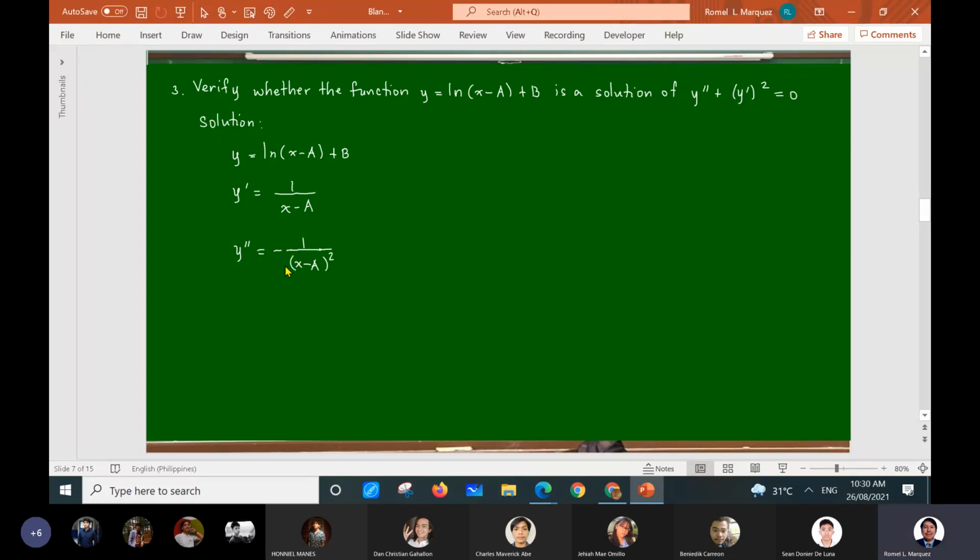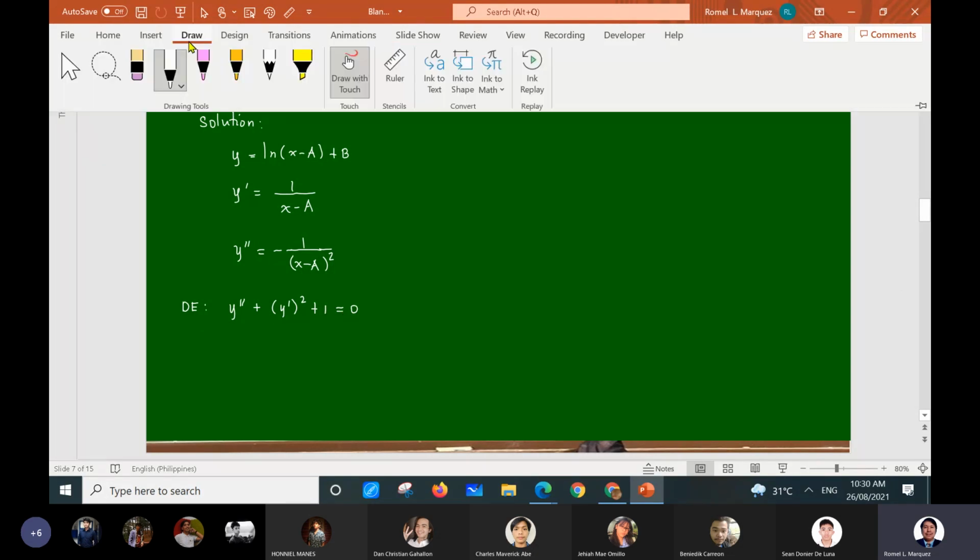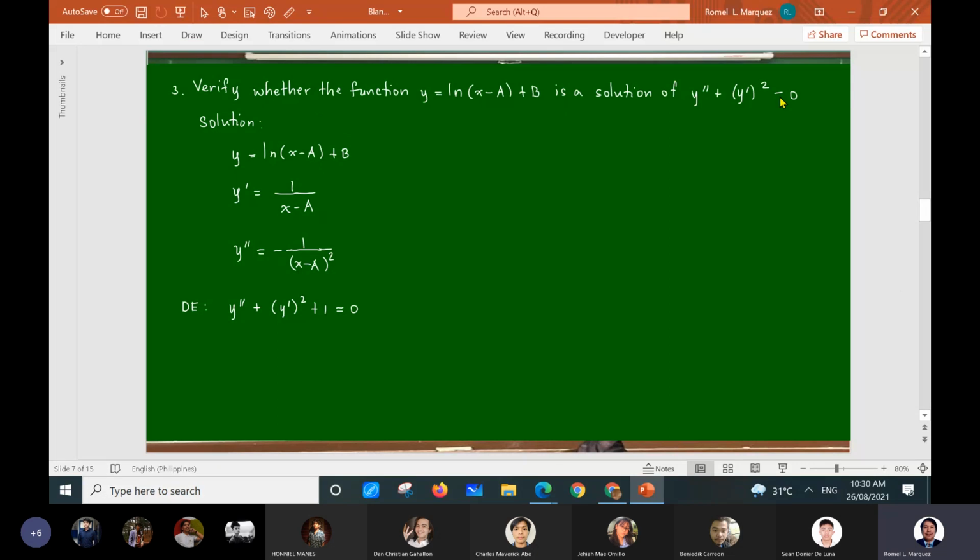So let's now substitute. Given DE, we have what? Y double prime plus Y prime quantity squared plus 1. By the way, there is plus 1 in this given DE. Let's now continue. What is Y double prime? Negative 1 over X minus A quantity squared.